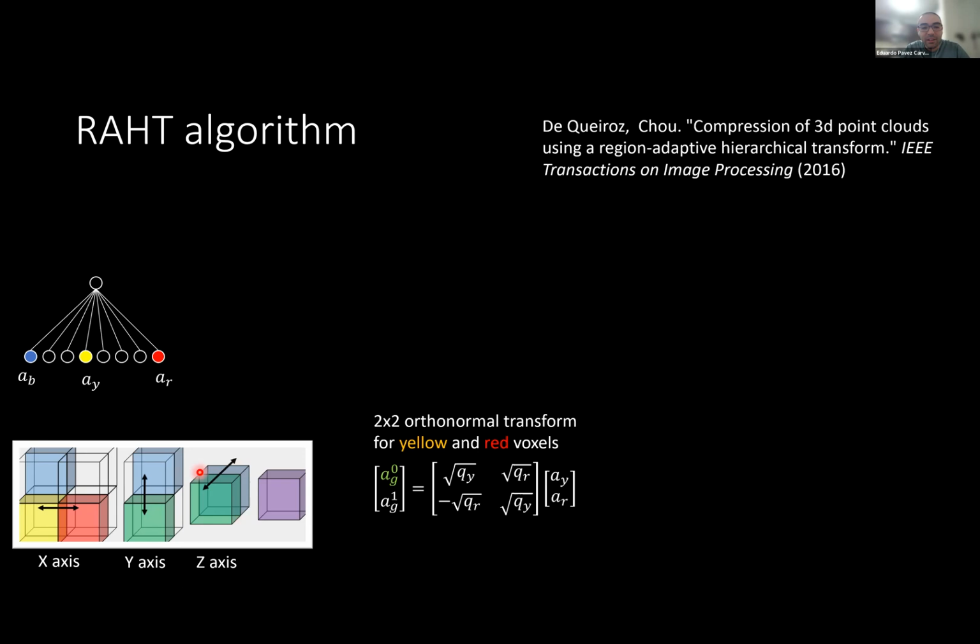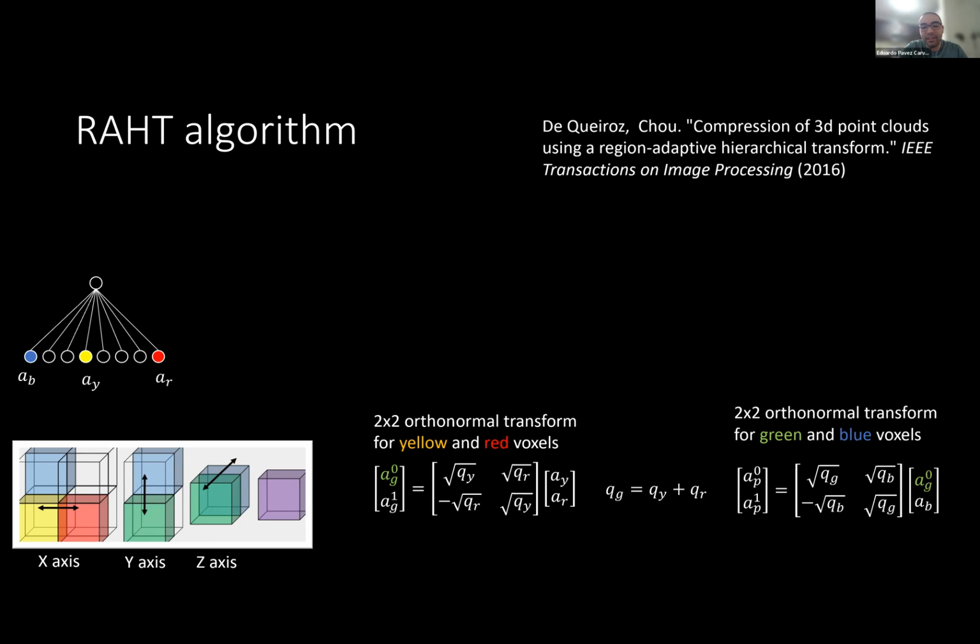Now you can do the process along the Z direction. Here the 2 by 2 transform will consider the importance of the green point and the importance of the blue point. It will take as input the green and blue attributes, and then it will produce a low pass coefficient and a high pass coefficient. Okay.